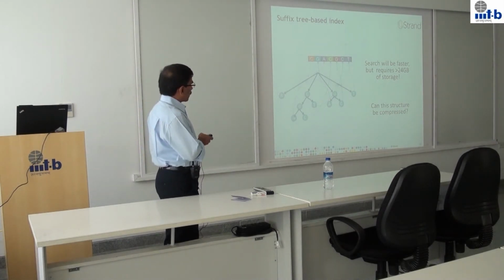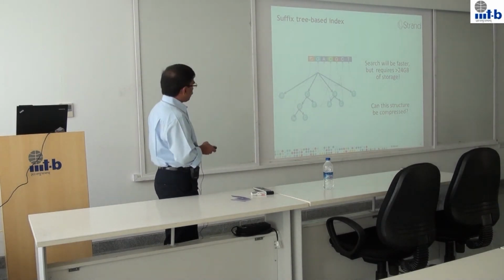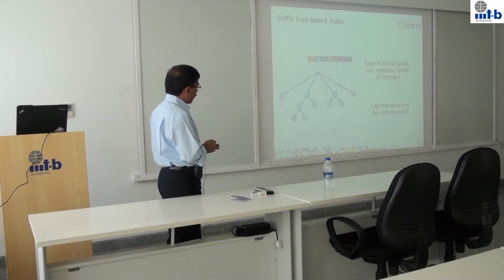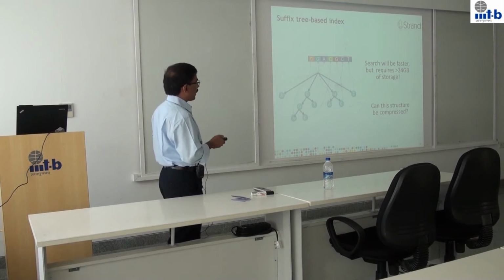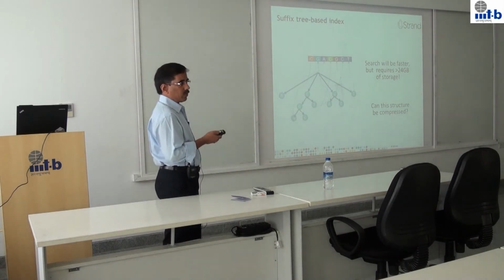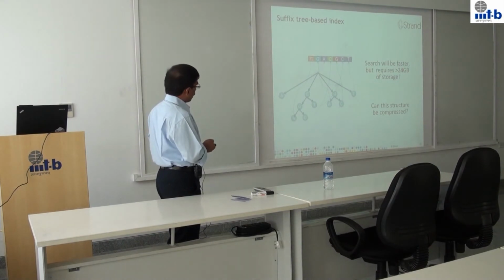But one big problem with this is that the whole tree needs to be stored as the index, and it requires a very large amount of memory. So the question is, can this be compressed, and is there a way in which we can store the index in a smaller amount of memory and still do the alignment without losing any accuracy?